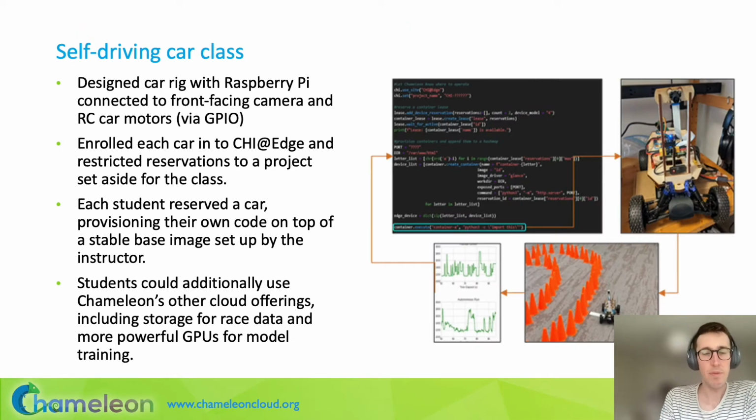For example, the Raspberry Pi on the self-driving car rig was enrolled in Chi@Edge. The instructor did not need to set up any special networking for the cars except allowing them access to a Wi-Fi network. The instructor restricted the cars to only be reservable by the class members, who could then use a Jupyter notebook to deploy new code to the cars, which could then be placed on a track and remotely started by the students. Detailed race data could then be saved or uploaded to the cloud after each run. Students could also experiment with training the model on Chameleon's bare metal testbed, which has much more powerful GPUs, because the interfaces to the cloud and bare metal testbeds were the same.